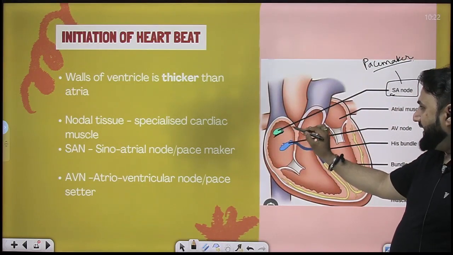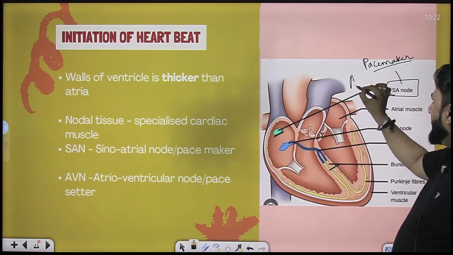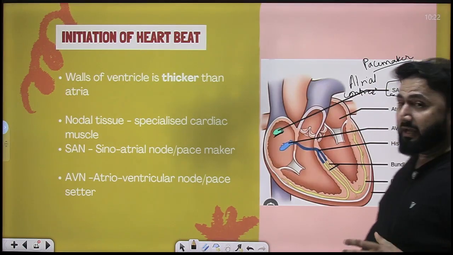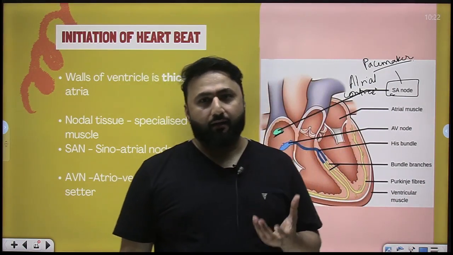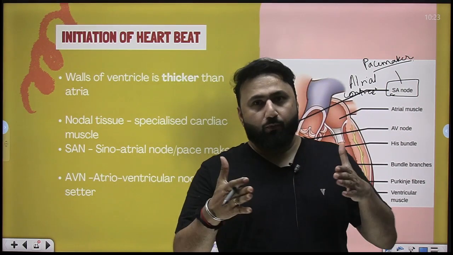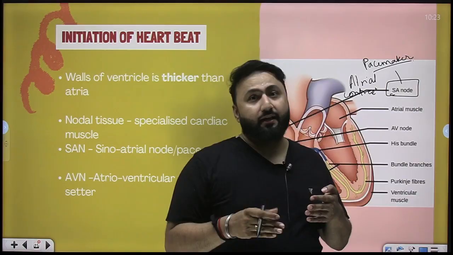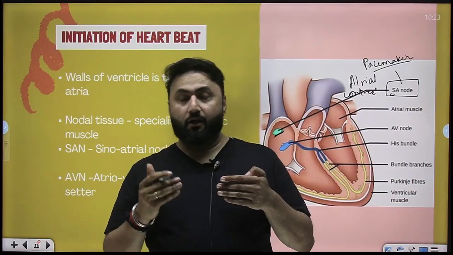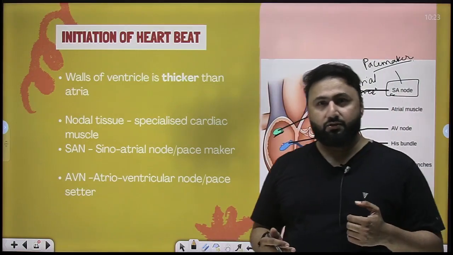Here we have the SA node, that is the pacemaker. This is giving atrial contraction. When I am talking about atrial contraction, I am talking about both the auricles, right auricle and left auricle. Both the auricles would be contracted together, and the respective blood, oxygenated and deoxygenated, would be passed from left auricle to left ventricle, right auricle to right ventricle. That is oxygenated and deoxygenated blood respectively.